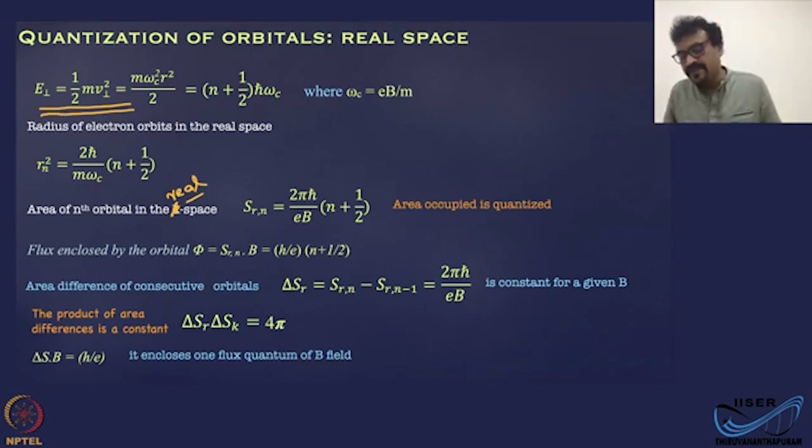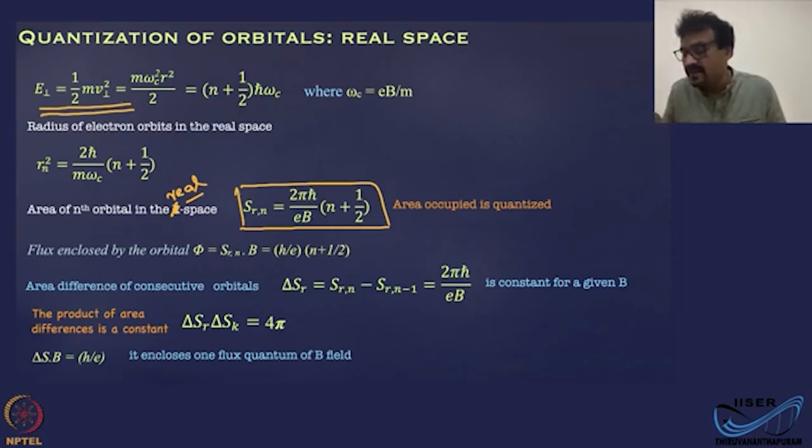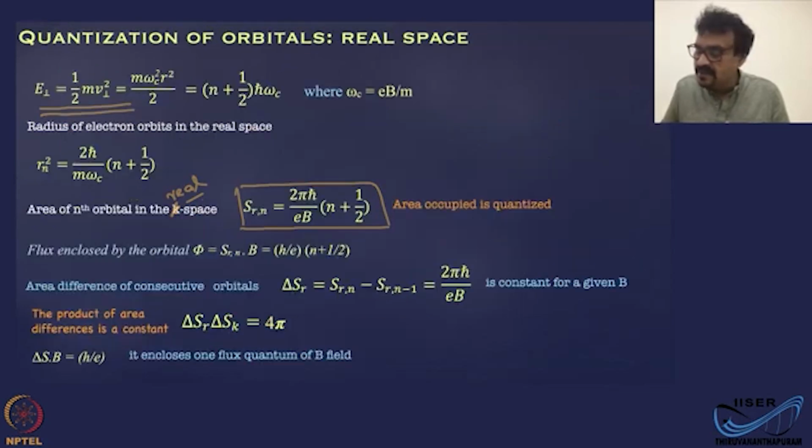The real space. So the area is given by pi Rn squared, and that is this term here, where S_R represents real space and n represents the nth orbital. And here also what you are seeing is that this area is quantized. But the B dependence is now inverted. In the previous case, you had B in the numerator, and here you have B in the denominator.